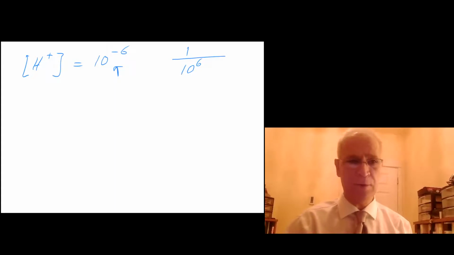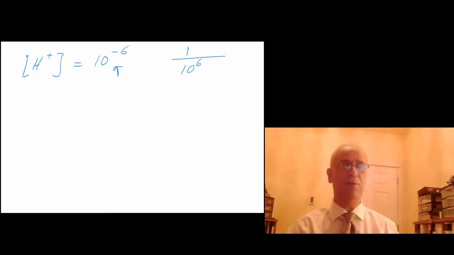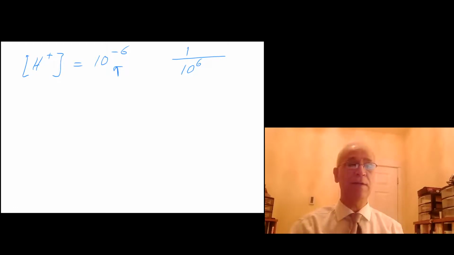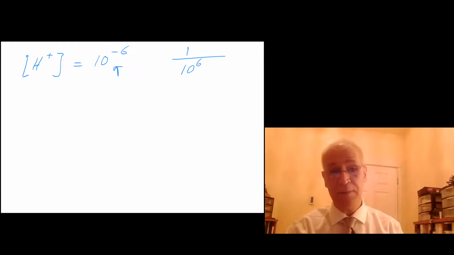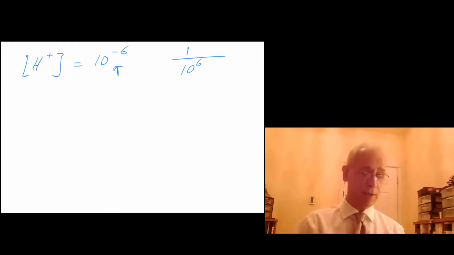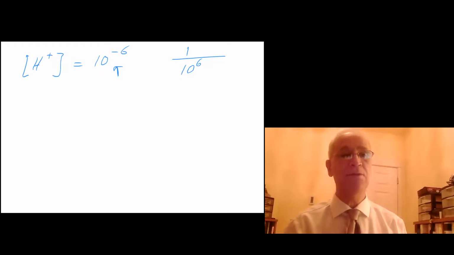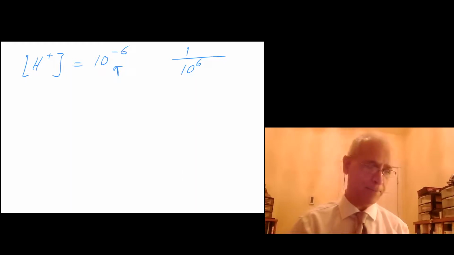It's a good time for me to remind you that if you have a solution such that the pH is less than 7, your solution is acidic. If you have a solution with a pH equal to 7, then your solution is neutral, like water. If you have a solution with a pH greater than 7, then your solution is basic.